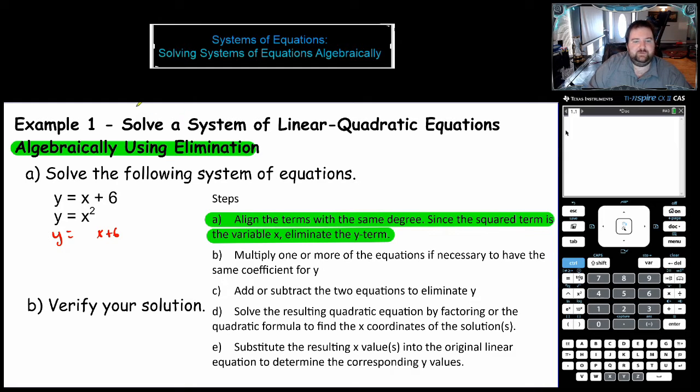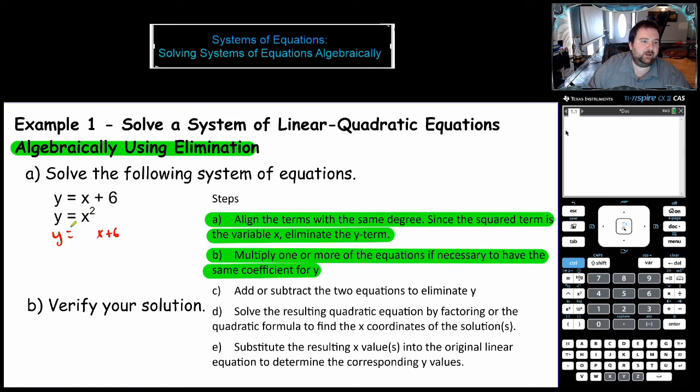All right, what's the next thing we're going to do? We're going to multiply one or more of the equations, if necessary, to have the same coefficient for y. Right now, they both have a coefficient of 1 in front of the y, so we're good. We don't need to do that. C, add or subtract the two equations to eliminate y. So hopefully now this is starting to ring a bell as to what we're actually going to be doing here. Well, y plus y would give us 2y, y minus y would give us 0. So we're going to subtract equation 2 from equation 1.